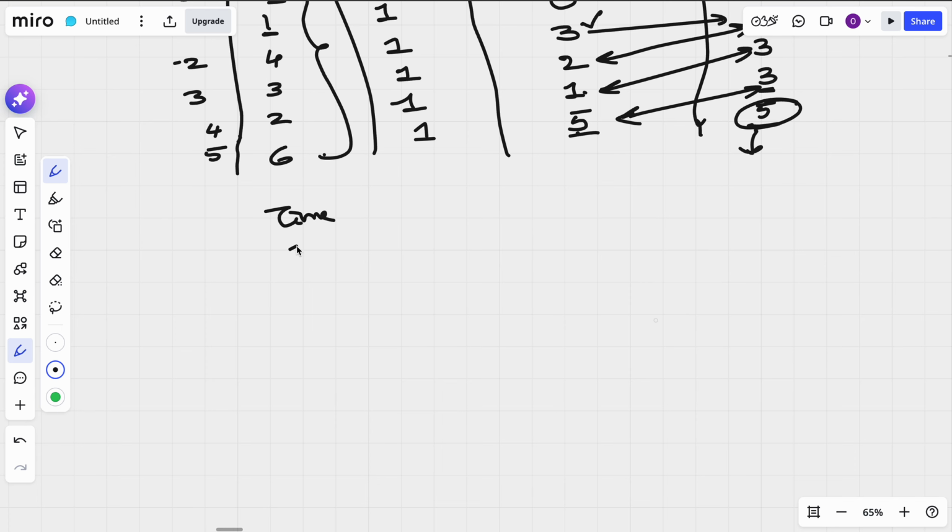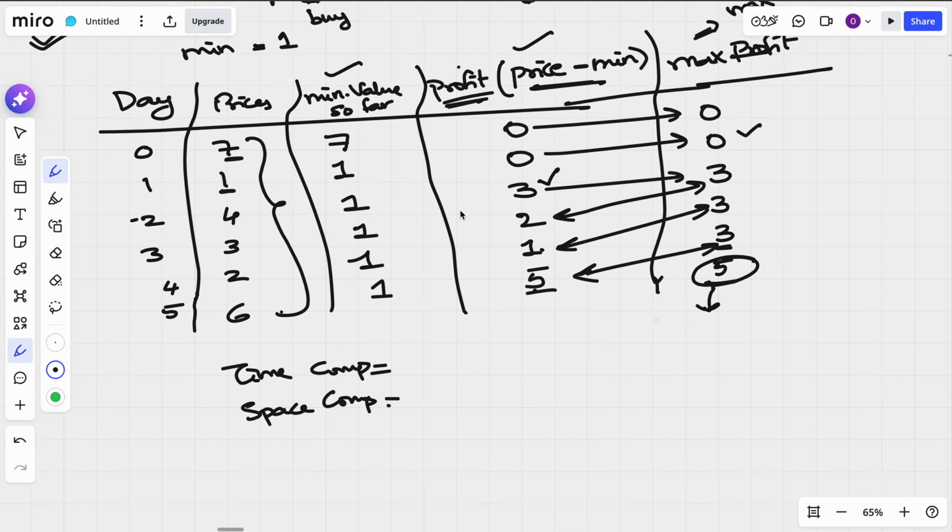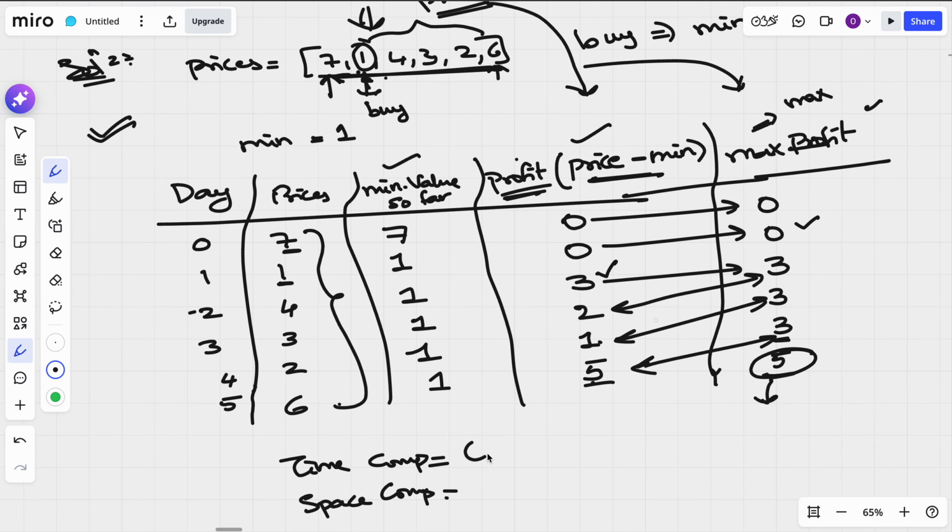Time complexity and space complexity. Here, observe guys, the time complexity is order of n only. Why order of n? It's because we are traversing from the first day to the last day only once, right? So that's why it's order of n, whereas the space is order of 1 only. We are not using any extra space. Clear? So this is how we can optimize this.